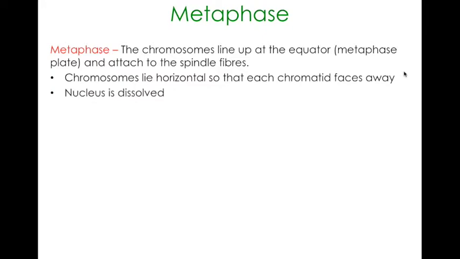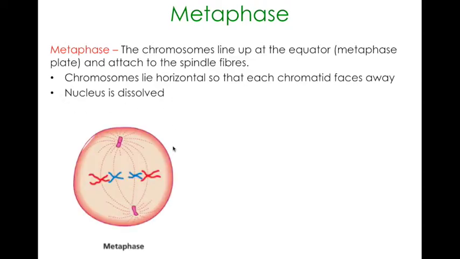The nucleus is fully dissolved by this stage, so there's no nuclear membrane separating the chromosomes and the contents of the nucleus from the rest of the cell. And that's what it looks like. Every chromosome is lined up here along the edge.